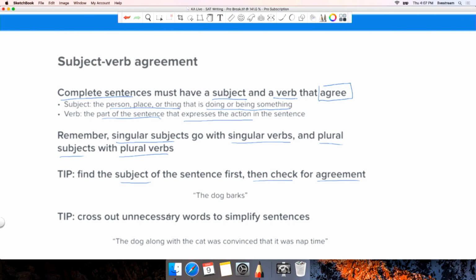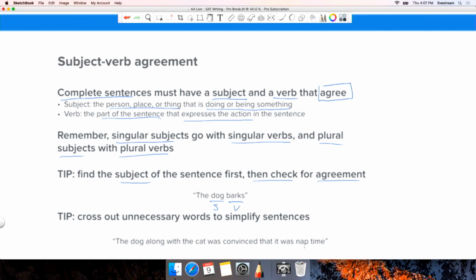And so this one is very straightforward, right? So more straightforward, what is the subject here? We have the dog, right? So that's the subject. And then what is the action? Barks. So that is the verb there. This will obviously get more complicated, so stay tuned. The next tip I'd share is to cross out unnecessary words to simplify sentences.